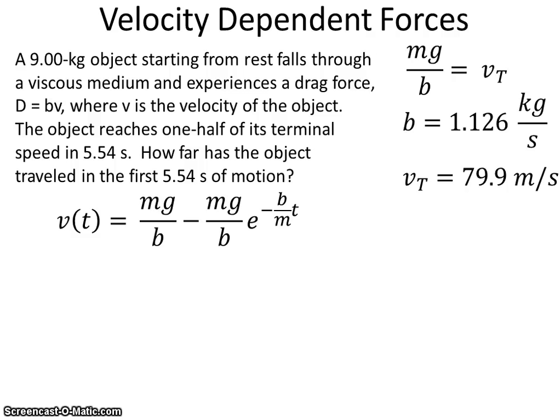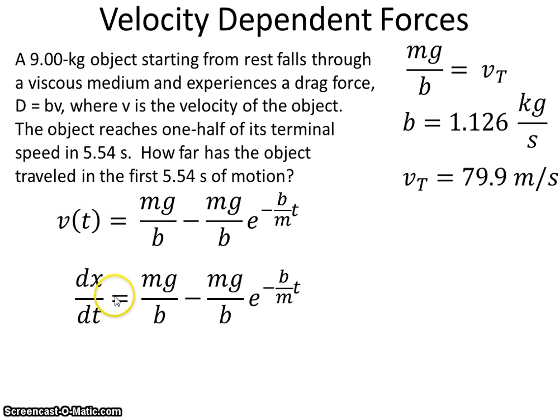Okay, well, let's figure out how far it has moved in the first 5.54 seconds. Well, if the speed is given as mg over b minus mg over b times e to the negative b over m times t, remember that velocity is the time rate of change of position. So delta x over delta t, that's a slope. In other words, velocity is the slope of the position time graph. If I want to figure out what the displacement is, how far it's moved, I need to find the area under the velocity time graph. So I need to integrate or do the antiderivative.